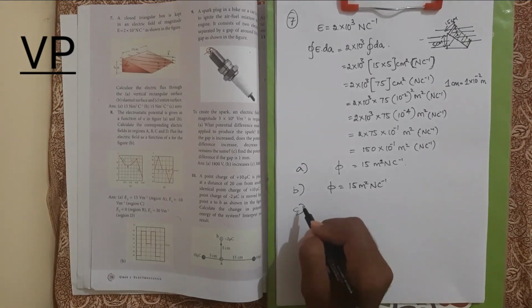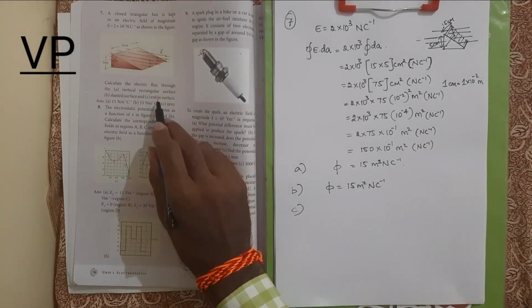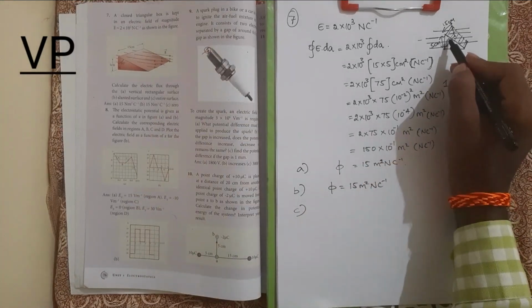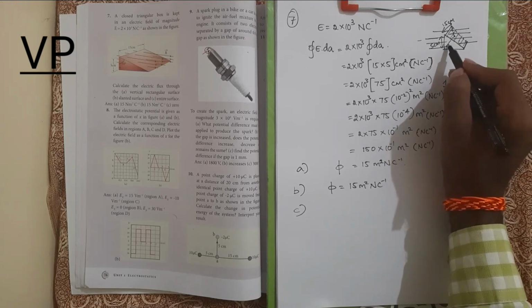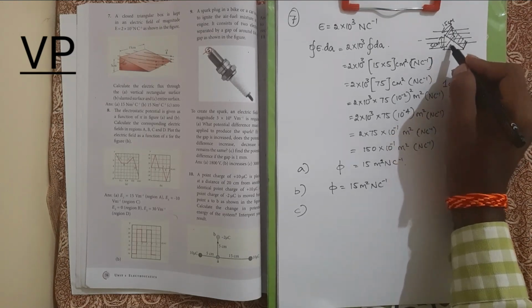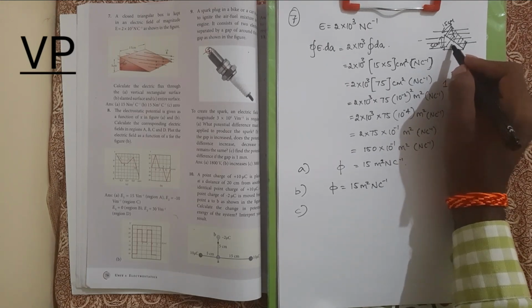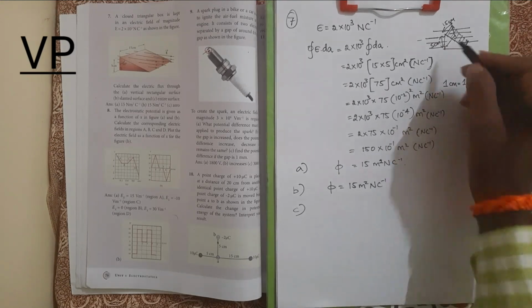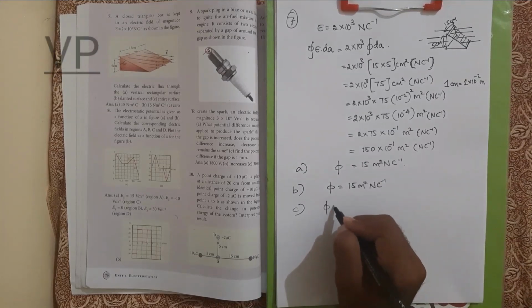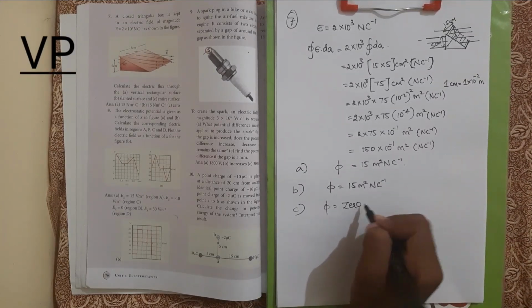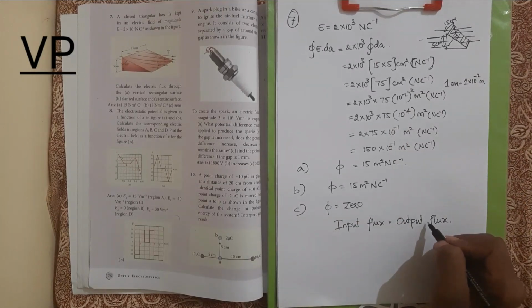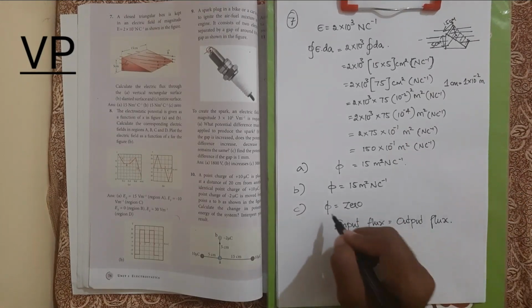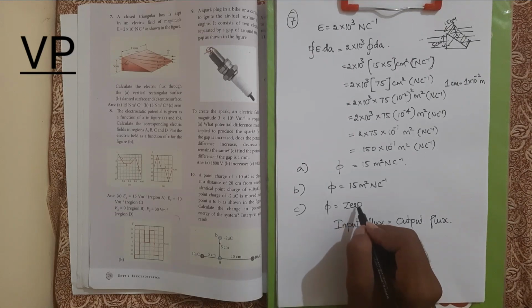And in part C, they have asked us to calculate the flux through the entire surface. To calculate the flux through this entire surface, there is no source charge inside such that the flux will be 0 across the entire surface. Here input flux is equal to output flux. So the flux through the entire surface is equal to 0.